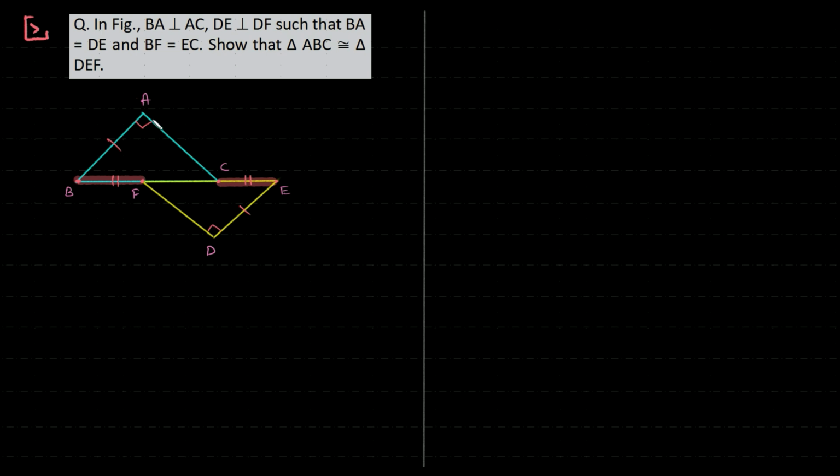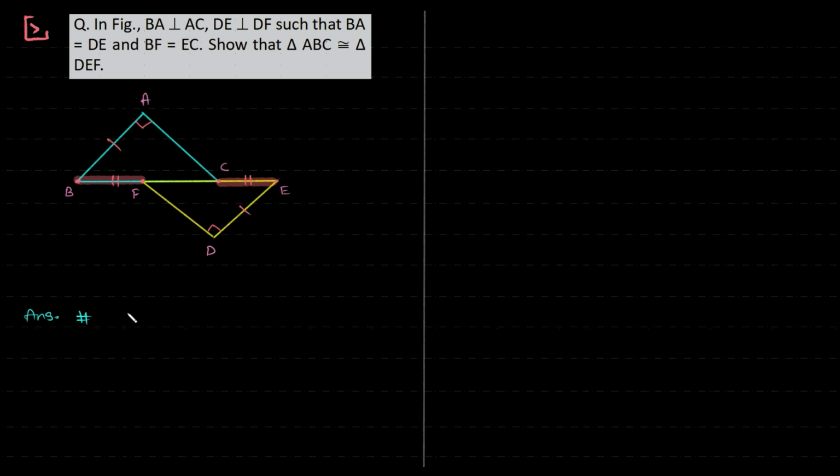So we have to show that these two triangles are congruent. Quite simple. It's a very simple question. It's very obvious. It's there in front of you guys. Can you think over it? How do you prove it? Okay, I hope you guys gave it a try.